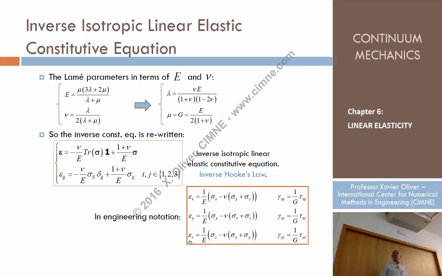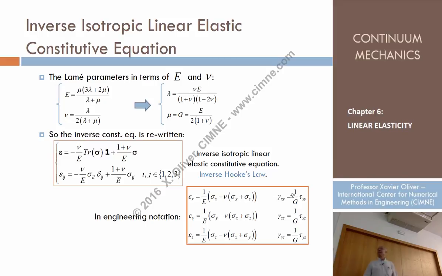The inverse of the Young modulus, and here there is a recursive way: sigma x here for epsilon x, sigma y here for epsilon y, sigma z here for epsilon z, minus nu times the other two stresses. That is a way to say that the strains epsilon x, epsilon y, epsilon z can be obtained directly from the stresses sigma x, sigma y, sigma z.